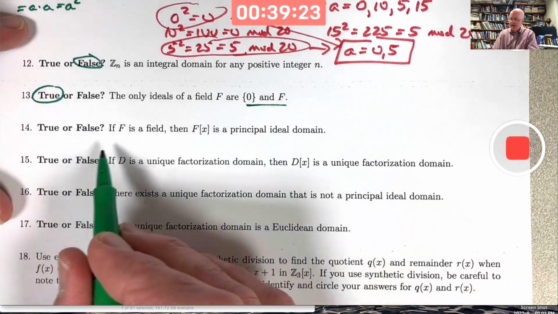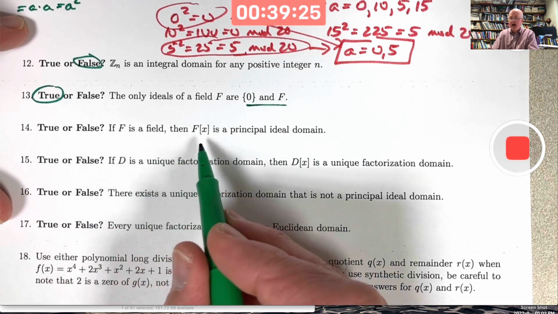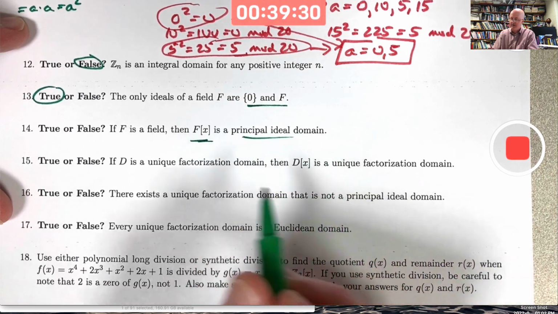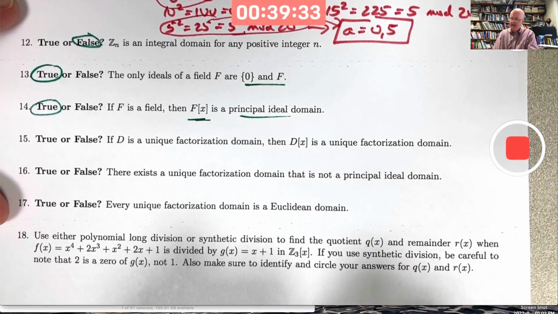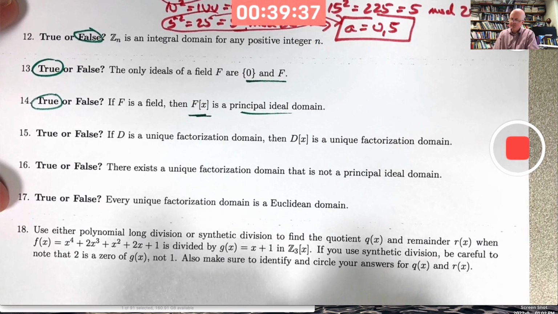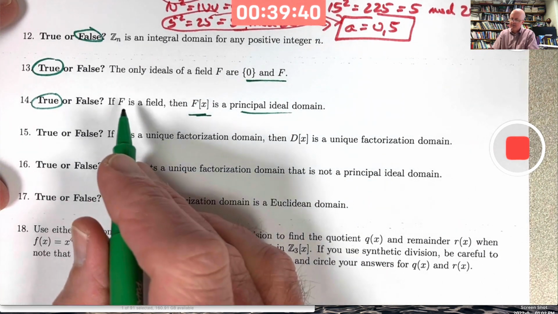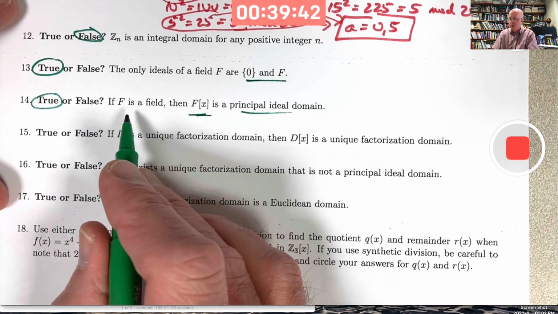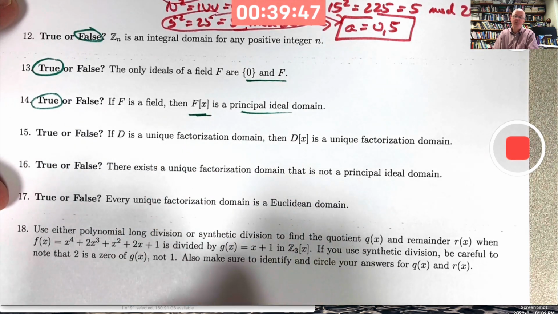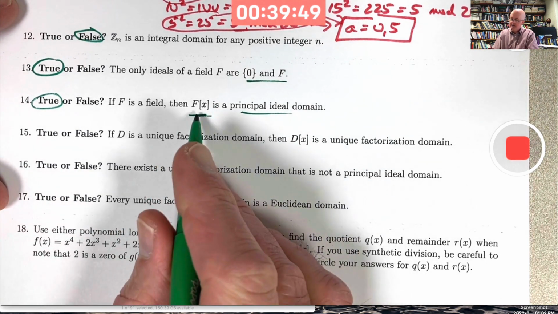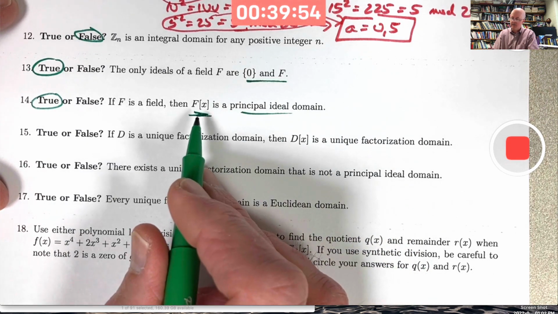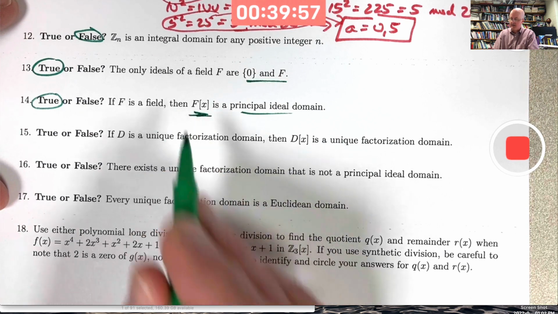Interesting to note. 14. If F is a field, then the polynomial ring with coefficients from F is a principal ideal domain. That turns out to be true. That's a theorem. In Gallian's book, I believe it's at the end of chapter 16. You can find it. Common examples here would be when F is Q, the rationals, or R, the reals, or Zp, where p is a prime number. This symbol represents the polynomial ring where the coefficients of the powers of x are from the field F.